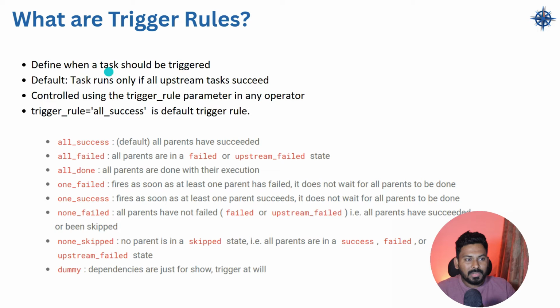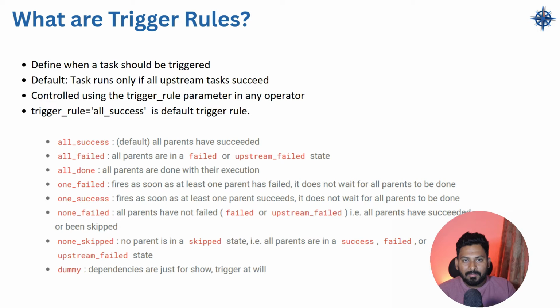In a trigger rule we define when a task should be triggered, that is the first thing. And the default is that a task runs only when all its upstream tasks have succeeded. Let me suppose there is one task which is dependent on two tasks and there is no trigger rule defined, then those two have to succeed, and only then will the third task execute. That is the default behavior.